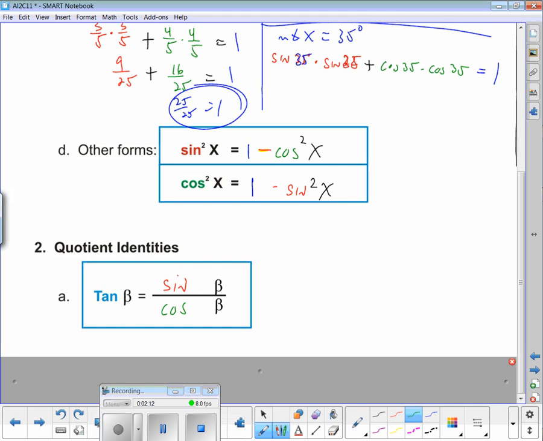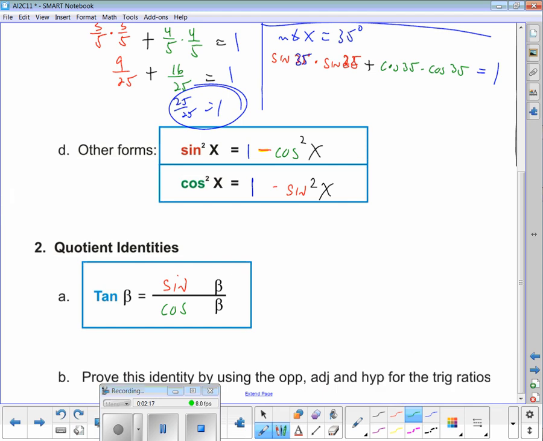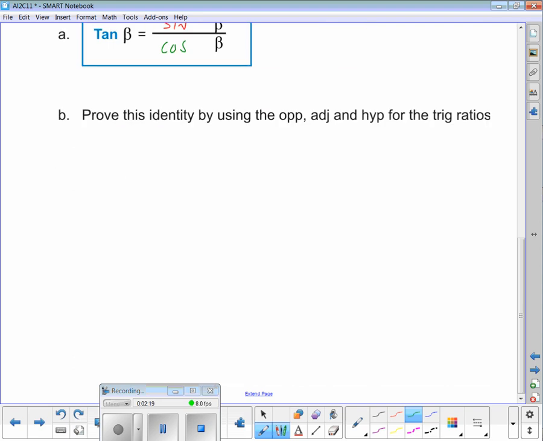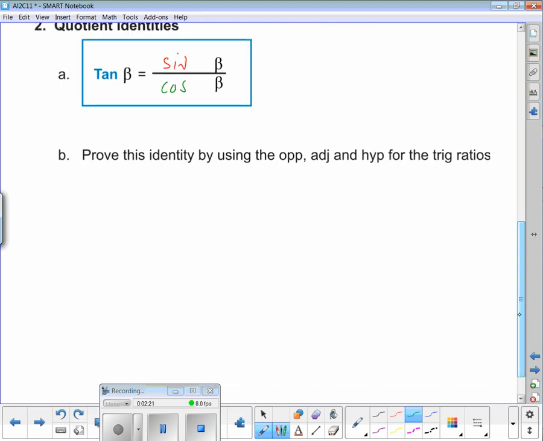All right, that's an important one. Tangent of beta is the sine beta over the cosine of beta. Let me extend my page here and get this up top. All right, so we're going to prove this using opposite, adjacent, hypotenuse for the trig ratios. All right, not a big deal.